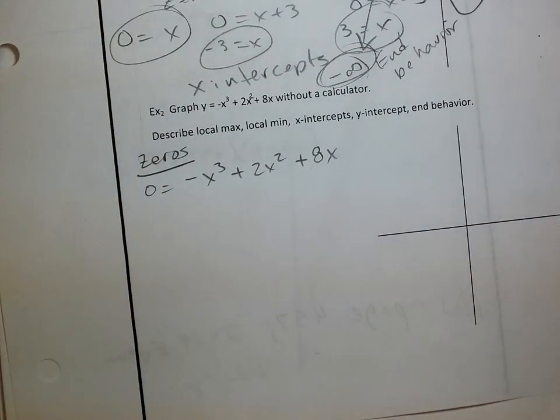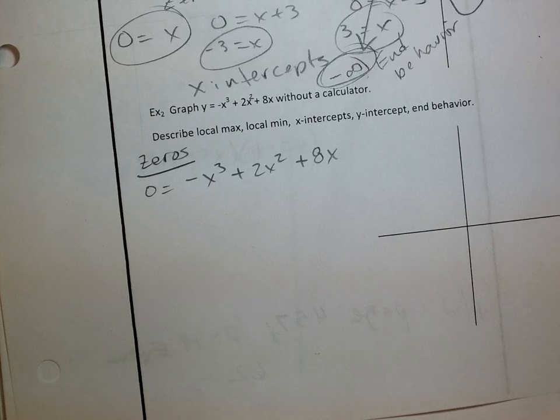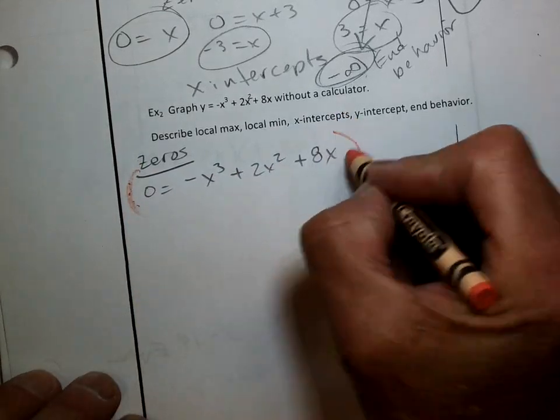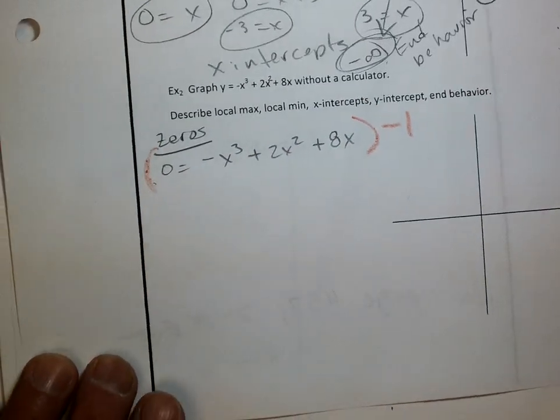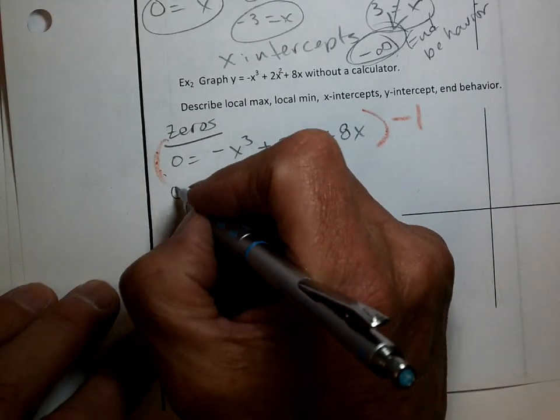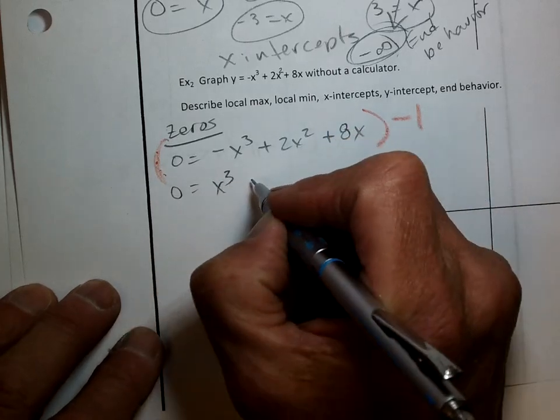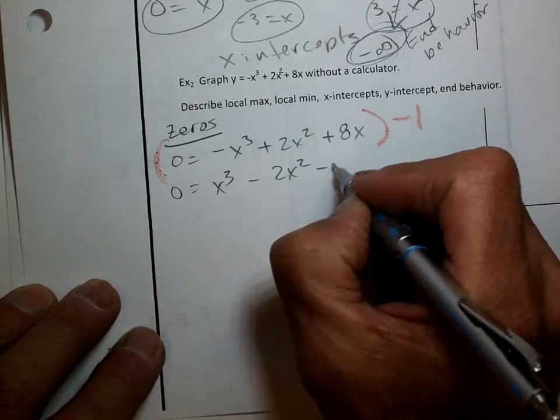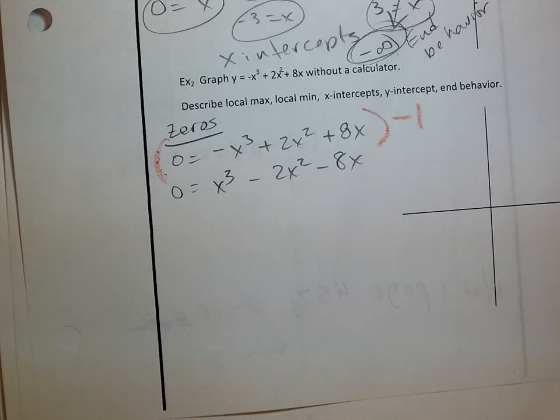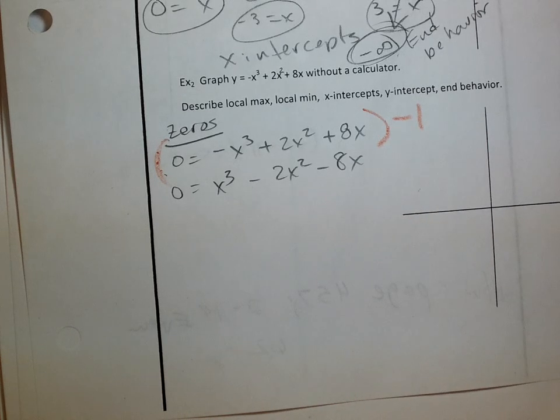So what I do, just because I do not like negatives there, is multiply everything through by a negative 1. It just makes it easy for me to factor. Okay, so then I'll have 0 equals a positive x cubed minus 2x squared minus 8x. And then I think I can factor this, okay? Yes, you can do it without doing this step, but it's more difficult.